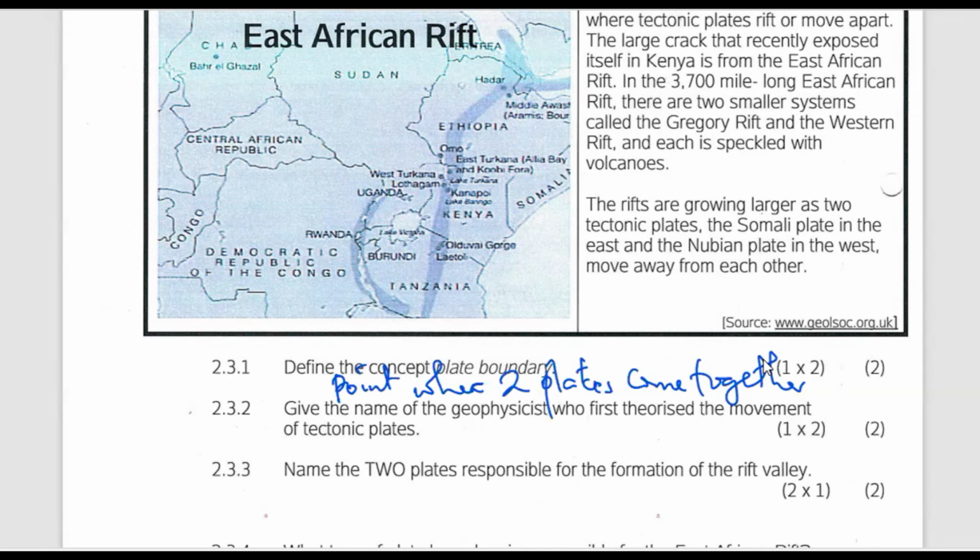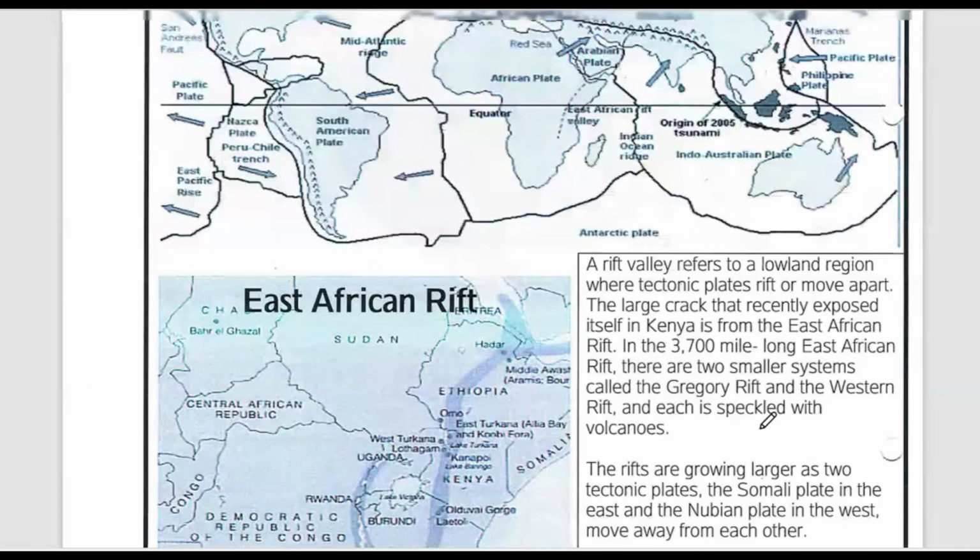Right. Then give the name of the geophysicist who first theorized the movement of tectonic plates. In other words, you are saying who is the father of plate tectonics, who discovered and who came out with the suggestion that plates are in constant motion. They are moving and they are divided into different segments. That was by Alfred Wegener. This is the physician who came out with the theory of plate tectonics.